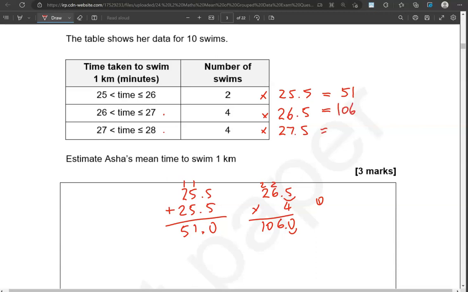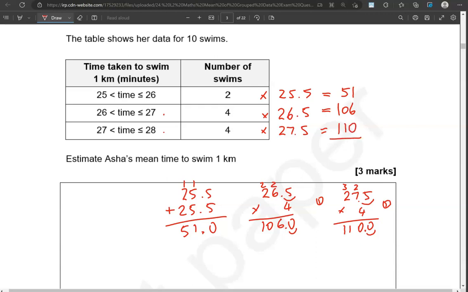Now we've got 4 lots of 27.5. 4 lots of 5 is 20, so 0 down, 2 carried over. 4 lots of 7 is 28, and the 2 is 30, so 0 down, 3 carried over. 2 lots of 4 is 8, and the 3 is 11. 27.5 has 1 decimal place. 4 doesn't have any, so the answer will have 1 decimal place. So going backwards gives us 110.